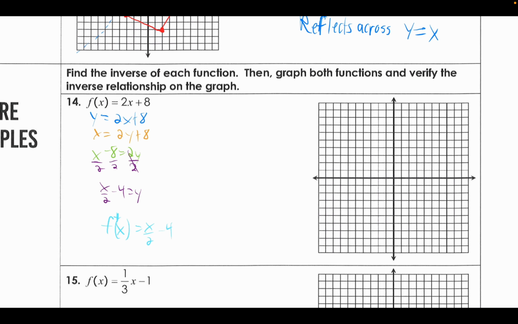And now I can graph the original and its inverse. So I'll do the original in green, and that's y equals mx plus b. That has a b, or a y-intercept of 8, and a slope of 2, which means it goes up to right 1 or down to left 1 with a slope of positive 2 over 1. So it's going uphill from left to right. And then x over 2 minus 4, that's a slope of 1 over 2, once again positive, so uphill from left to right, and a b of negative 4, so it goes down 4 to start.